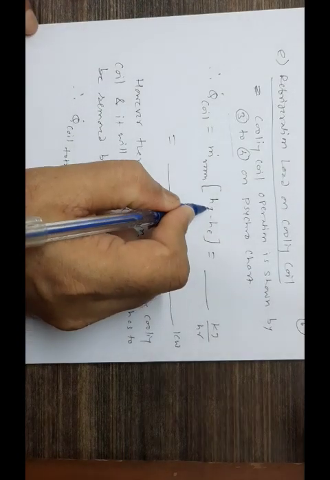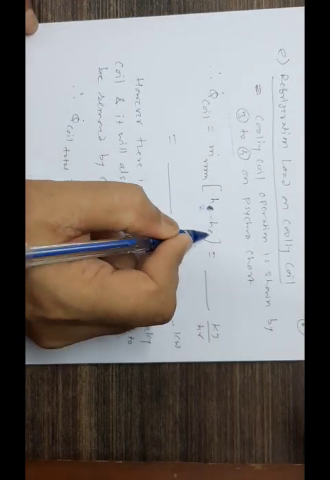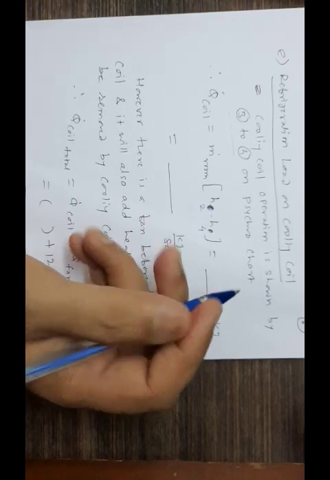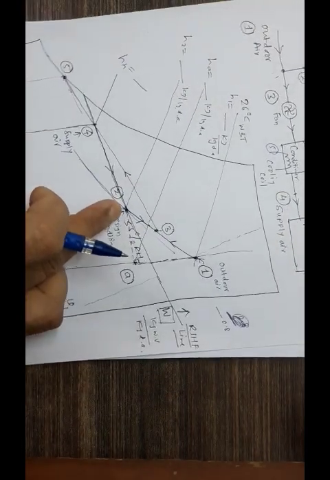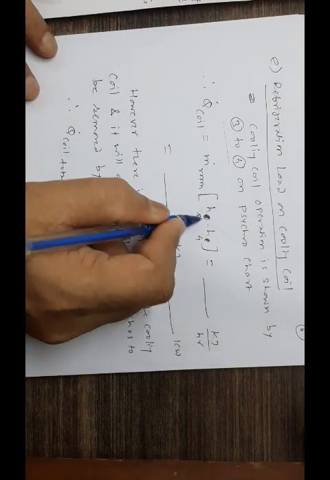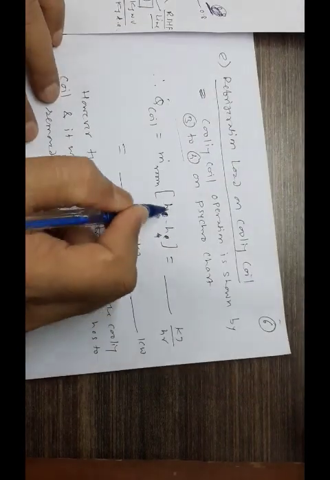So I'm sorry, it is H2 minus H4. That's the change that has happened. H2 and H4, I am really sorry. We are talking about 3 and 4. So it is going to be H3 minus H4.